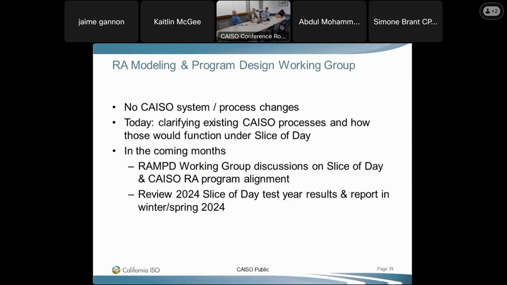So just to summarize here, we are not making any system or process changes in advance of the 2025 RA year. We are hearing your comments and questions today, and we can discuss some of those further in depth for future years. We clarified our processes and how those function under slice of day, but we will continue those discussions during the working group process. We anticipate the 2024 slice of day test year results coming early next year, and we will be reviewing those results to make sure that we understand what the test year is telling stakeholders. And then next slide, please.